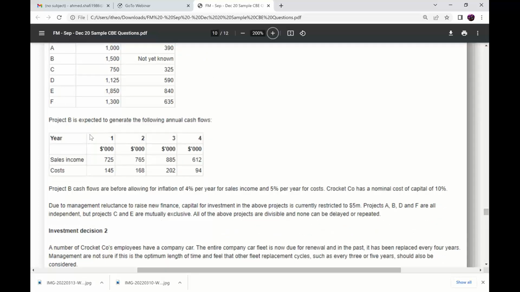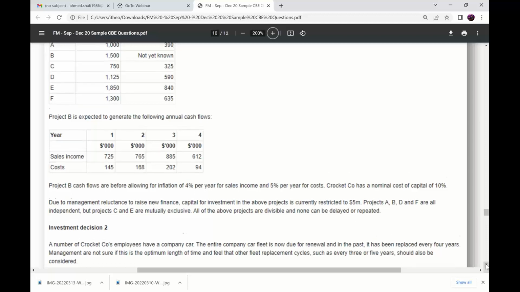Look at the data. Project B is expected to generate the following cash flows. Sales is given 725, 765, 885, and 612. And cost is given 145, 168, 202, and 94. Okay. So in the next line, project B's cash flows are before taking account of inflation of 4% per year for sales income, 5% per year for cost. Crockett has a nominal cost of capital of 10%. Okay. We will calculate NPV of project B.